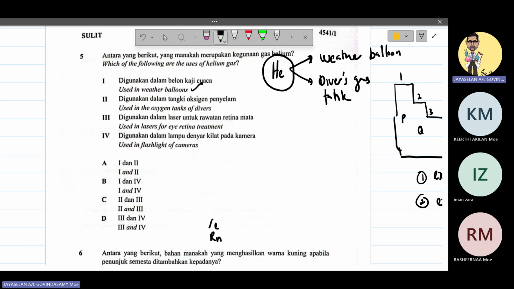Okay, so helium, weather balloon, divers' gas tank. Laser treatment is krypton. Okay, flashlight also is krypton, so cannot. So the answer is 1 and 2.